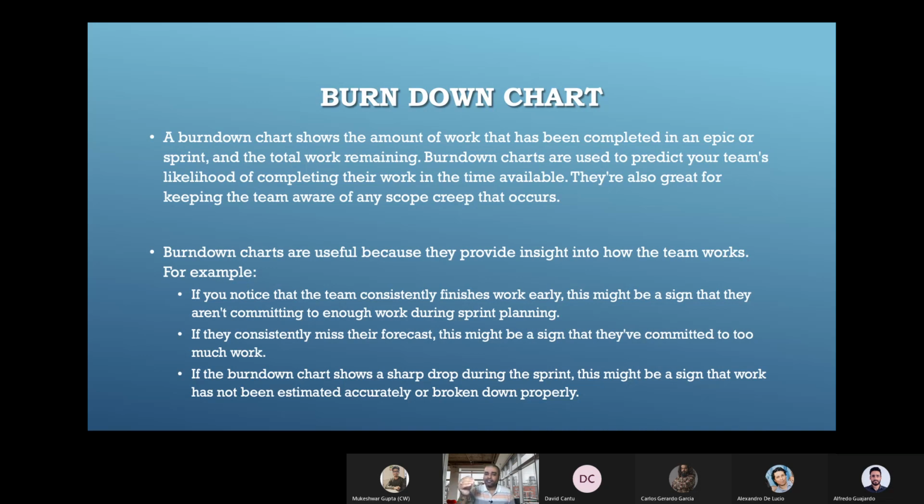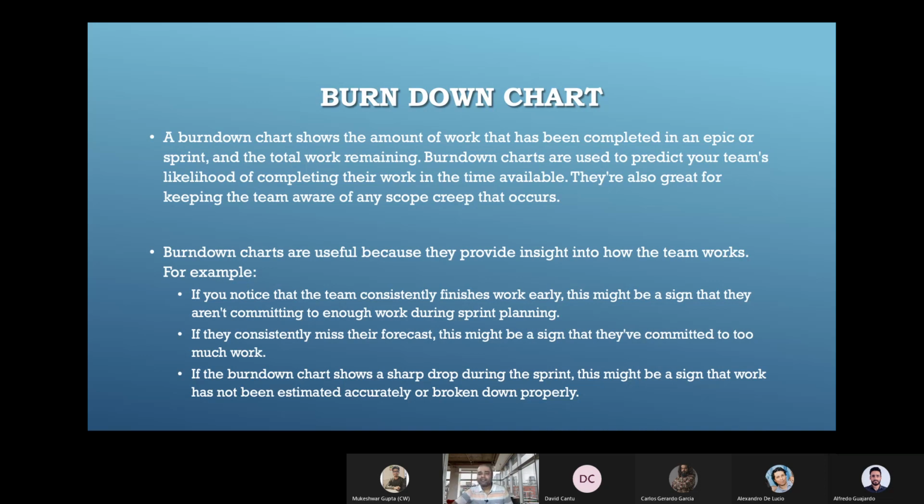And if they are consistently missing their forecast, it may be a sign that they are committing too much. They know their capacity is 60, and they have taken 100 story points. Now what is going to happen? If 100 story points are taken, obviously that is going to spill over. And one more example can be, if your burn down chart shows a sharp drop during the sprint, this might be a sign that work has not been estimated accurately, or broken down properly. So ideally it should be a straight line from top to bottom.